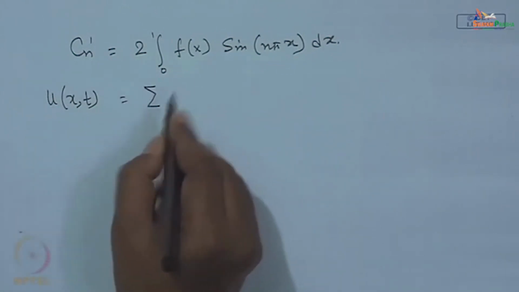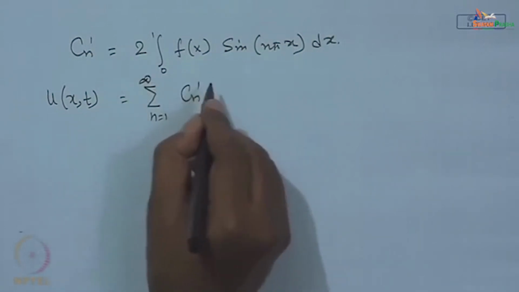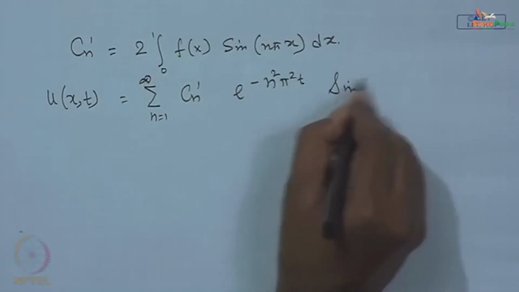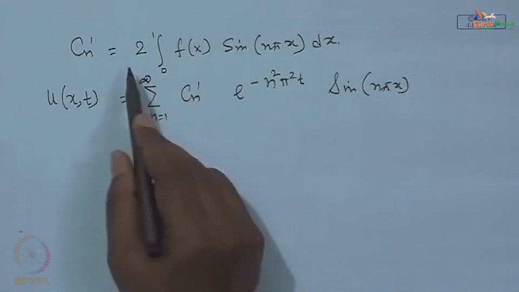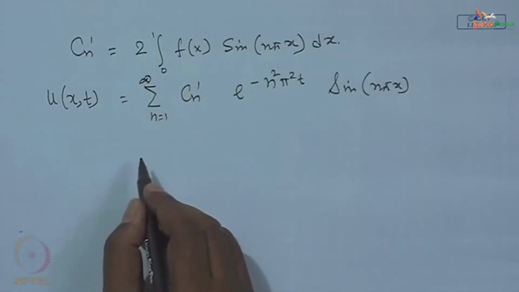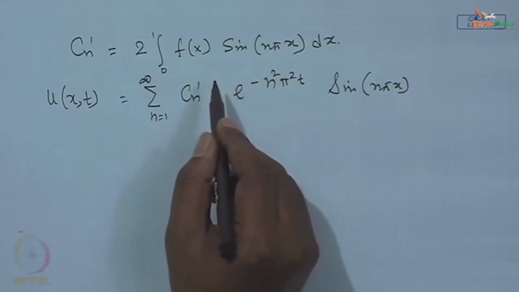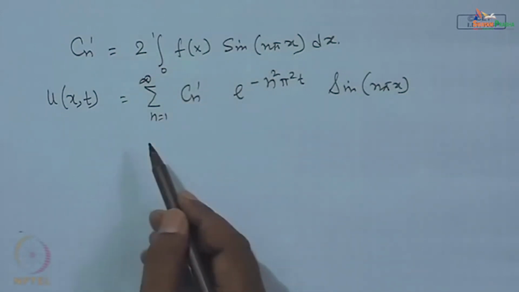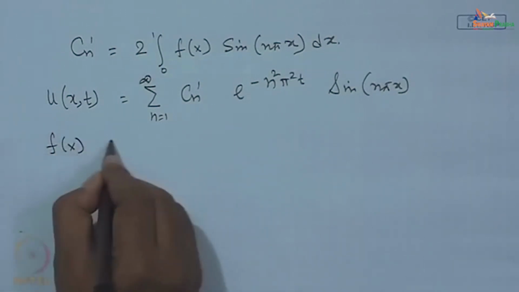should be equal to the summation n is equal to 1 to infinity C n prime e to the power minus n square pi square t sin n pi x. Okay. So, the constant C n prime is given by this expression. Now, if the value of f x is known to you, then you can integrate this out analytically, or if f x is a complicated function of x, then this integration has to be evaluated numerically using the trapezoidal rule or Simpson's rule.